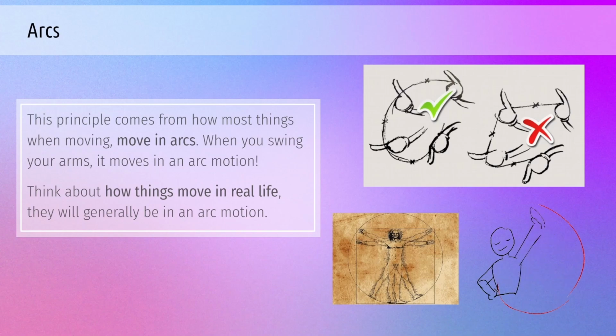Next is arcs. This principle comes from how most things when moving move in arcs. When you swing your arms, it moves in an arc motion. Think about how things move in real life. They will generally be in an arc motion. Humans in general are kind of circular, and when you're moving your arm around like this, it just works better in a circular motion.